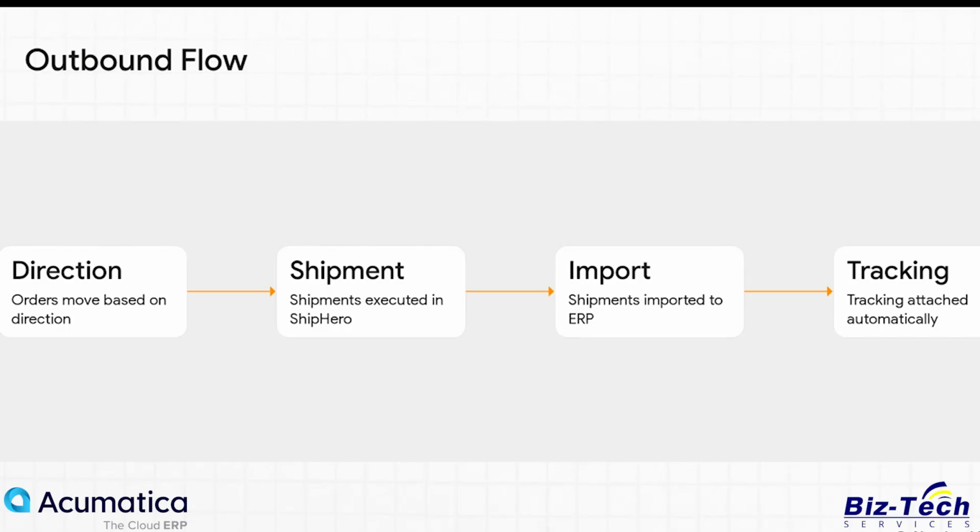Automated order and shipment flow. With the foundational mappings for warehouses, shipping methods, and inventory now in place, we can look at the functional daily workflow for outbound orders. The outbound order lifecycle operates entirely without manual data entry. First, the orders move between systems based on the integration direction you chose earlier. Then, the physical shipment is executed within ShipHero by the warehouse personnel. After that, the shipment data imports into Acumatica, where it matches up to the correct sales order and automatically attaches the tracking number right to the ERP record.